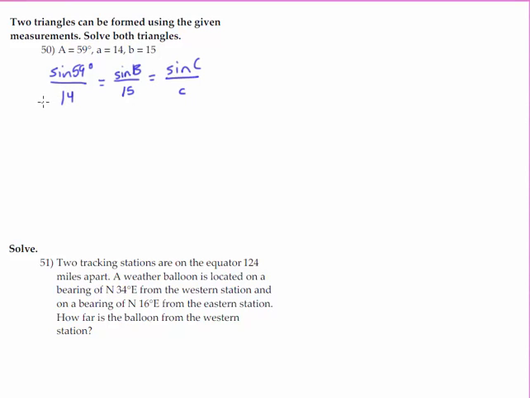And we're going to use the first two and do 15 sine 59 equals 14 sine B. So I need to divide by 14, and whenever we get 15 sine 59 divided by 14 on our calculator, we need to do inverse sine of our answer. So second sine, second answer, and we get 66.6923.